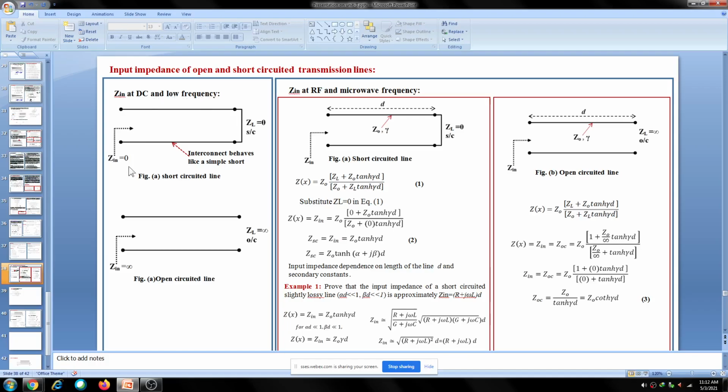It is equal to 0 only, because it is short circuited here. At low frequency, if you measure it, it is equal to 0. The input impedance across a shorted line is equal to 0. That's why I'm stressing, at low frequency, whatever the length, the interconnect simply behaves like a short circuit. That's why Zin is equal to 0 for this line.